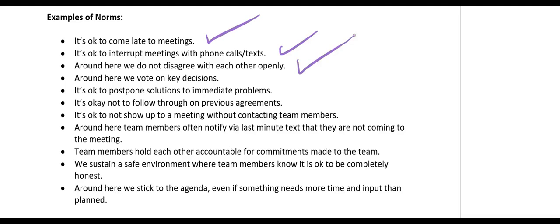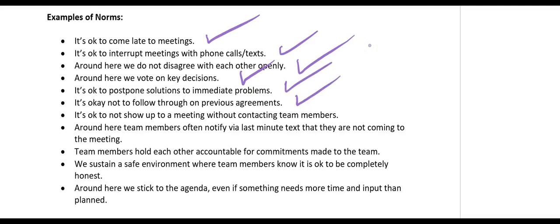Imagine being in a meeting where nobody disagrees and everyone seems to support each other in saying yes, yes, yes, everyone's right. Around here we vote on key decisions. A lot of people would think this is a positive one, and it may be. But sometimes we might have to make decisions that we need to make very quickly, and maybe there's no time for a vote. Again, it's a question of whether or not this is a valuable norm or something that's detrimental. It's okay to postpone solutions to immediate problems. Is it? It's okay not to follow through on previous agreements.